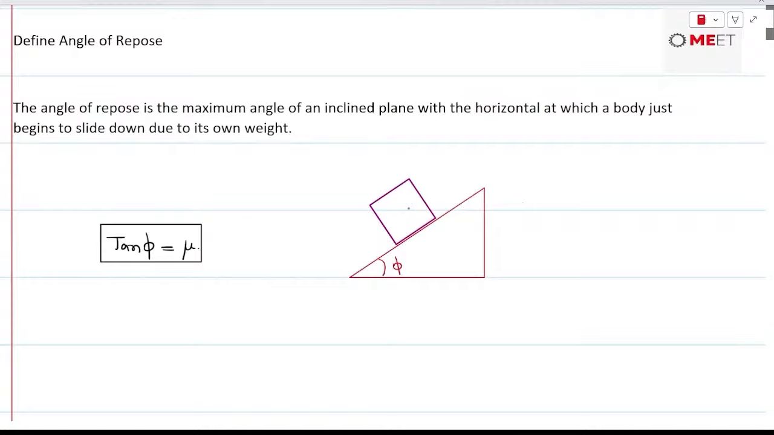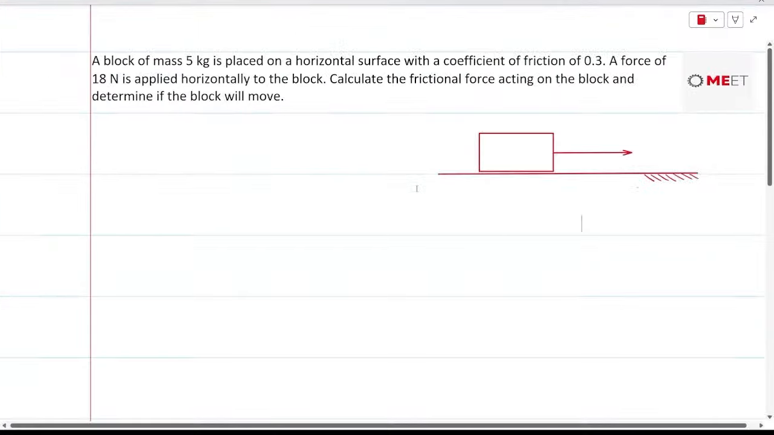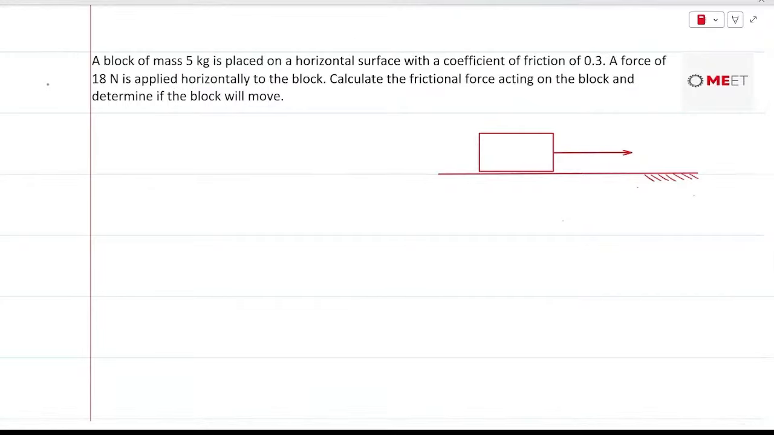So the angle that is going to tell us for which the motion of the block is impending, and the motion is only caused by the weight of the block or component of the weight. The question says about a block whose mass is 5 kg and it is resting on the horizontal surface. Coefficient of friction is 0.3 and an 18 Newton force is applied on the block, and the friction force exerted on the block is to be determined. And whether the block will move or not is also to be determined.